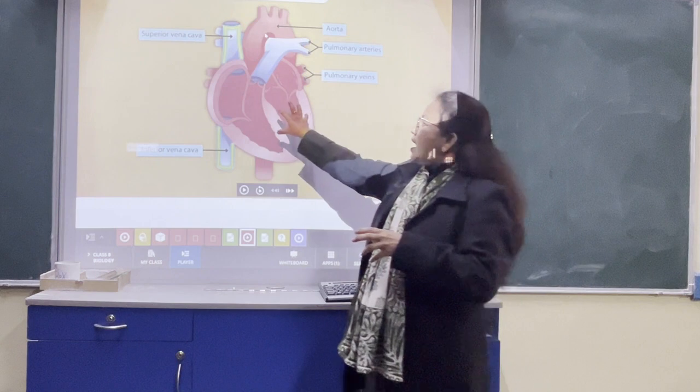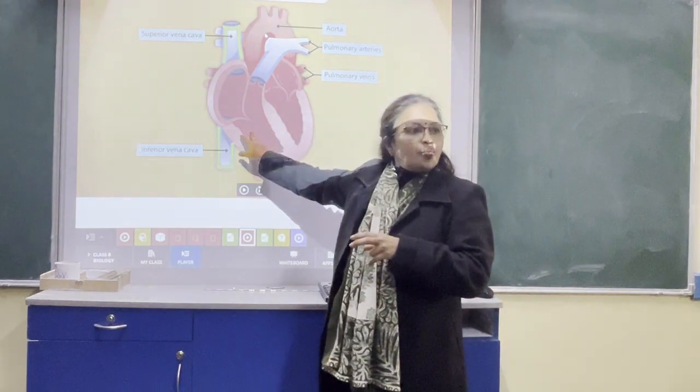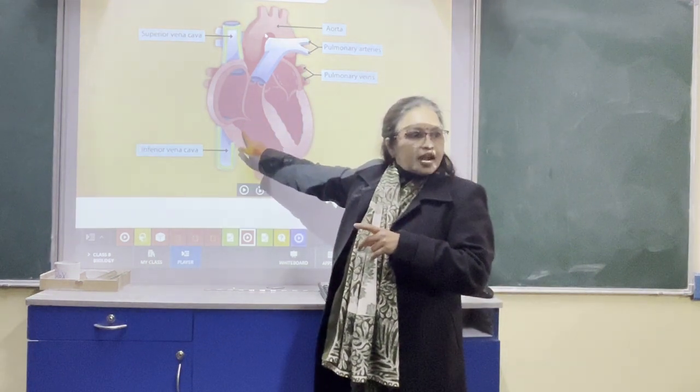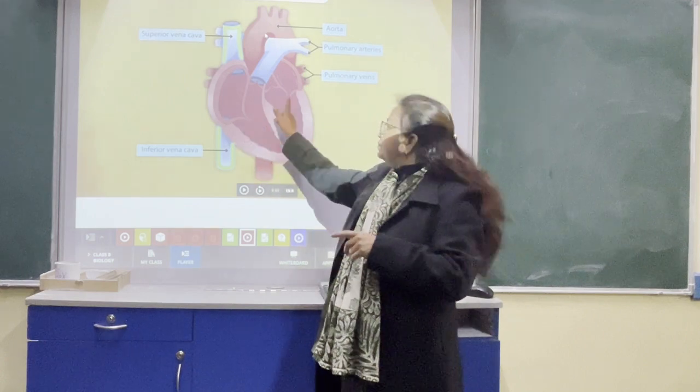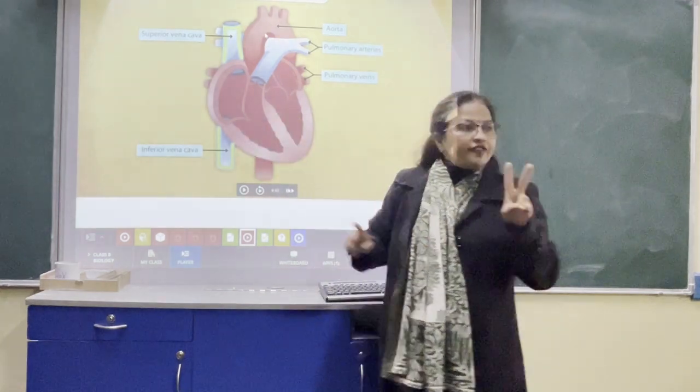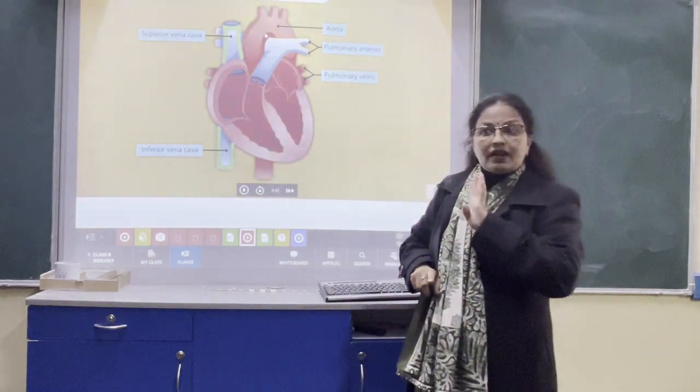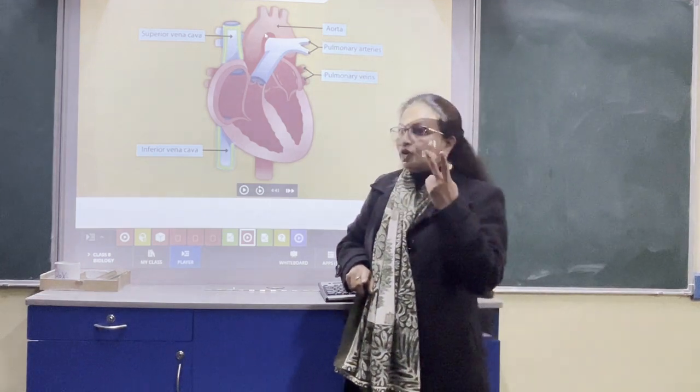So inside the heart, you now know about two valves. What are they? Tricuspid and bicuspid. Apart from this, you have already told me there are four valves. Where are the two more valves?